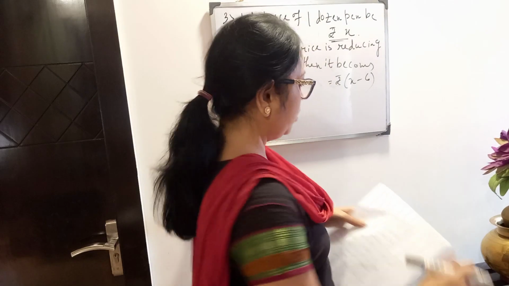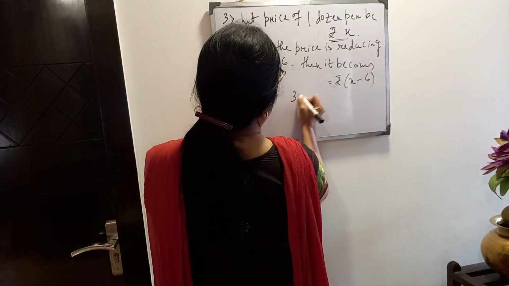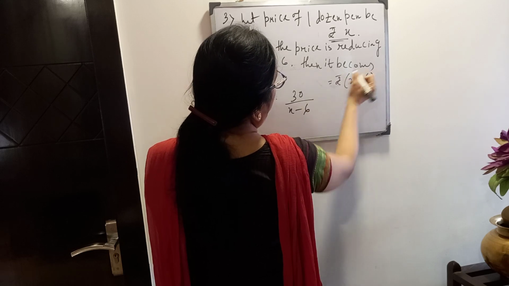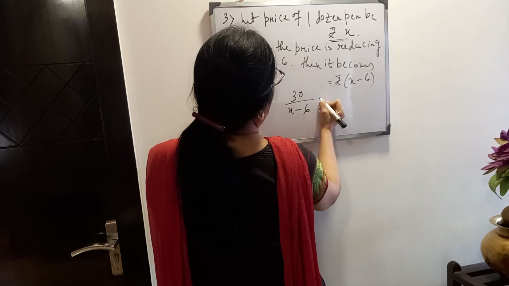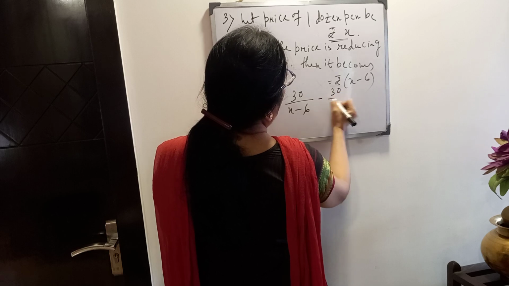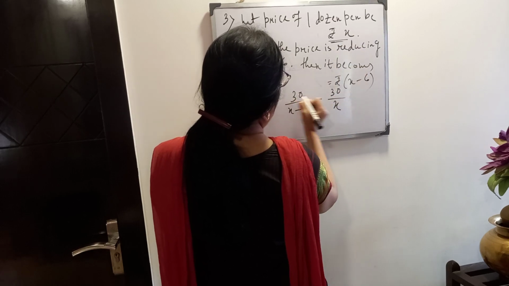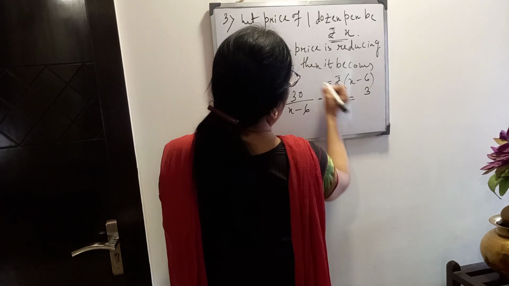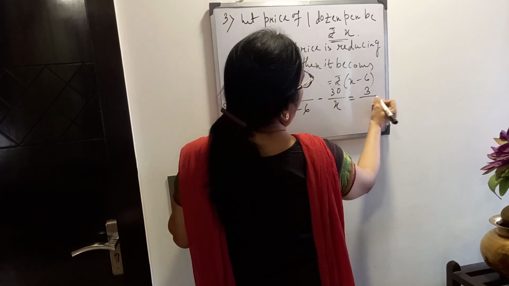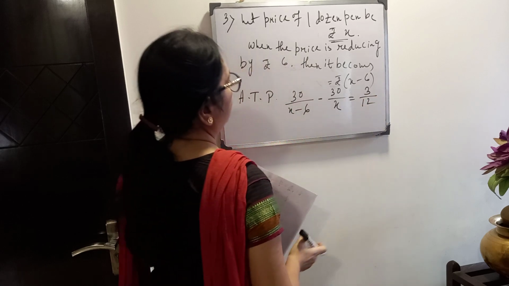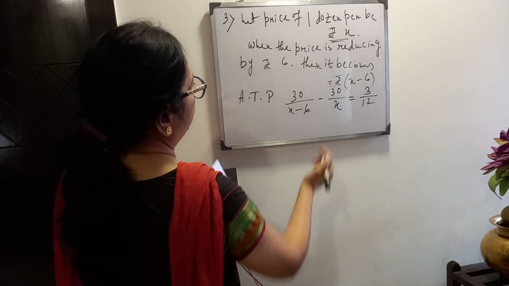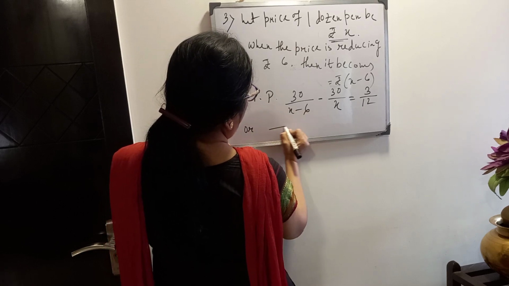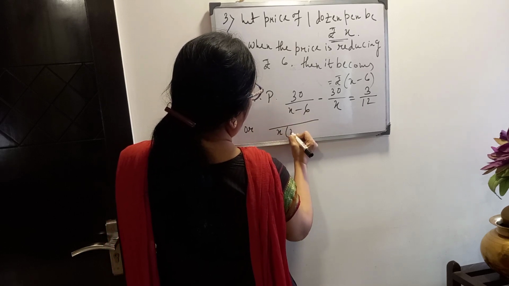So our equation will become 30 by x minus 6, when the price is reducing by 6 rupees, and this was original price x, then the difference in number of pens 3. 3 means this side dozen, so you have to convert it to dozen by dividing by 12. Now we'll take the LCM.